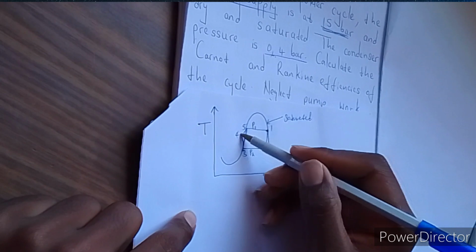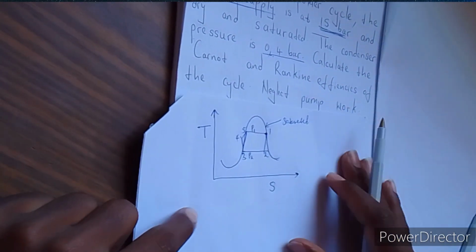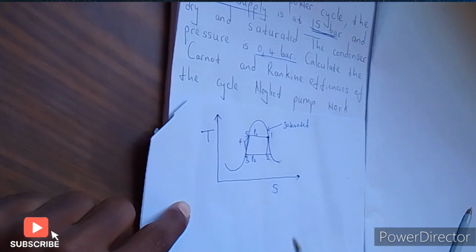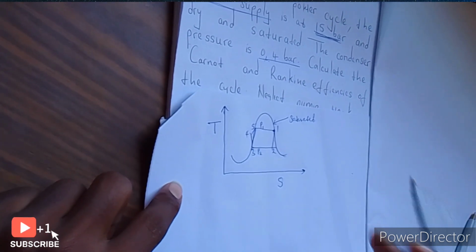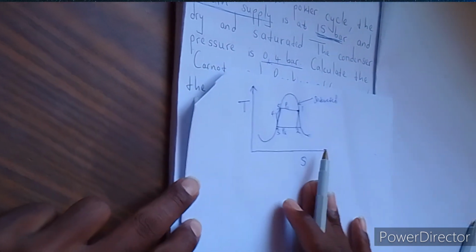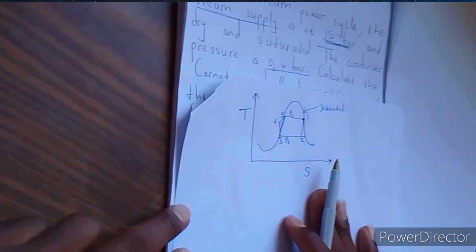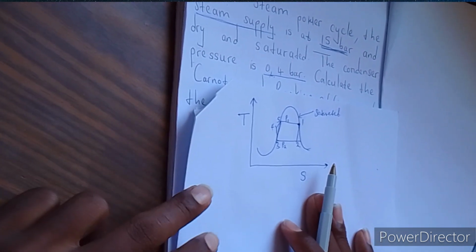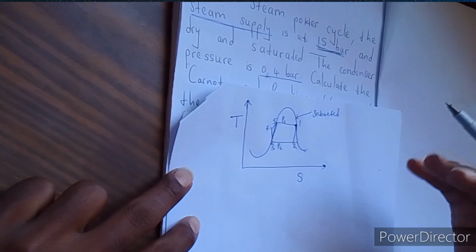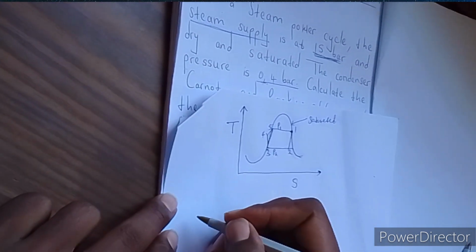Then here from 3 to 4 we are having our pump, but the question is saying neglect the pump work. Then what are we supposed to do now? When we are calculating this Carnot and Rankine efficiency, we have to first put the information on the paper. Then after writing the information, we start to work out the question.